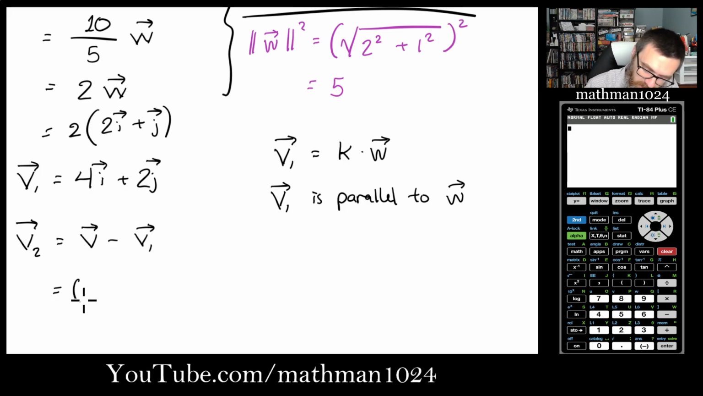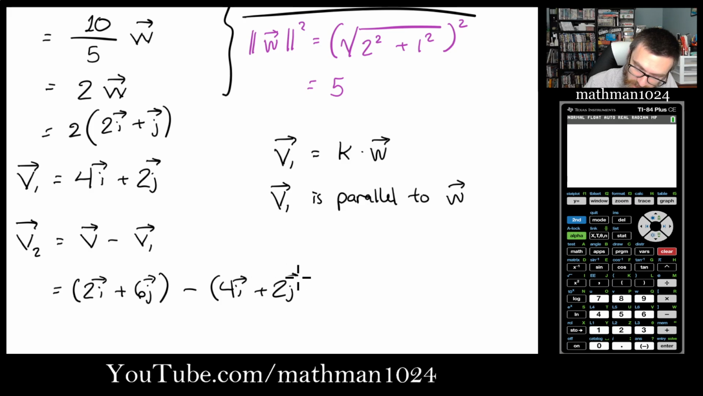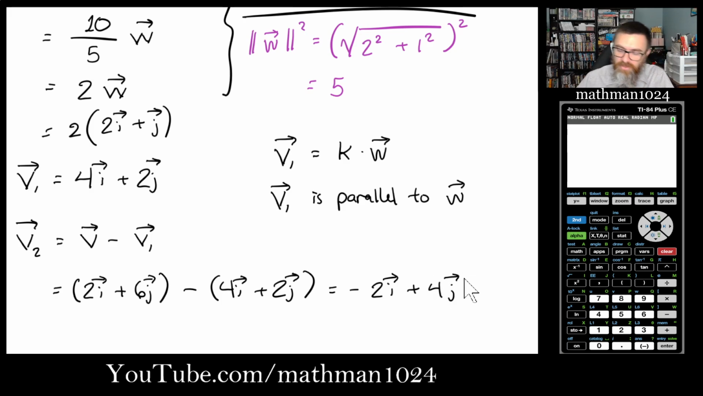All right, so v is 2i plus 6j minus 4i plus 2j. So if we distribute that negative, 2 minus 4 is going to give me negative 2i. 6 minus 2 is going to give me plus 4j.